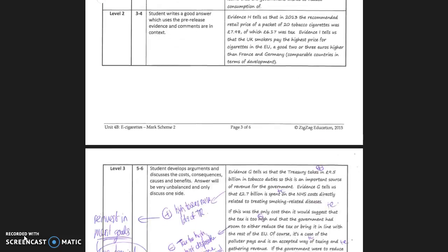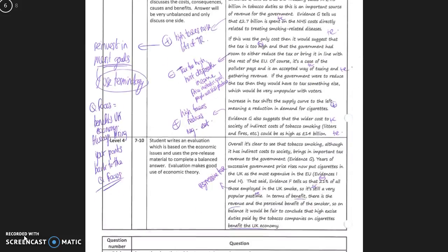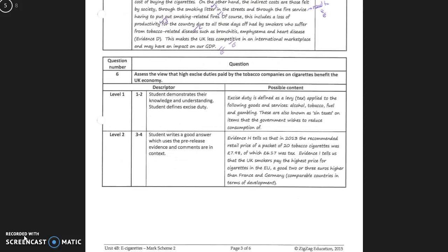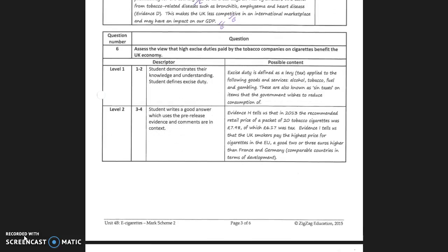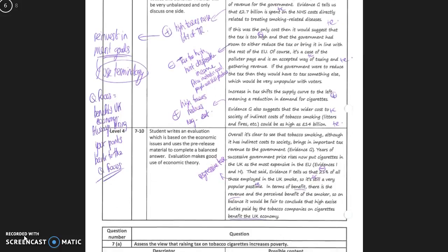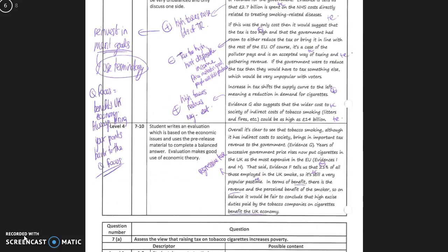So for your 10 marker, again, it's 2 versus 2. Explain a little bit further with a conclusion. But you've got to focus on the question asked. The question says, assess the view that high excess duties paid by the tobacco companies on cigarettes benefit the UK economy. That's the focus there. Okay, you've got to bring all your points back to that in regards to their explanation. Again, some people seemed to digress a little away from that. So be aware of that, please. And again, a little brief conclusion at the end.